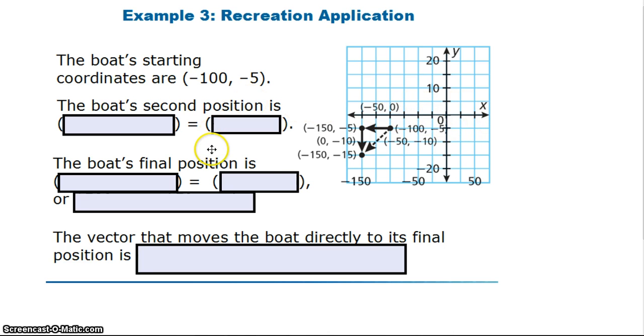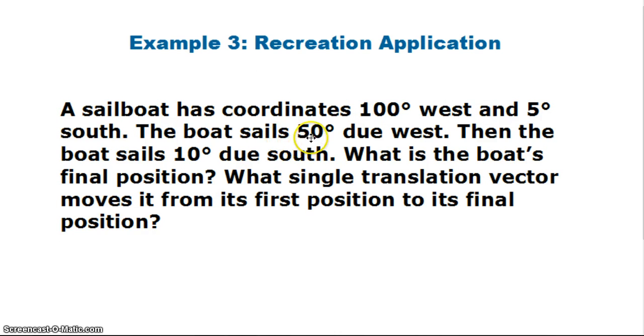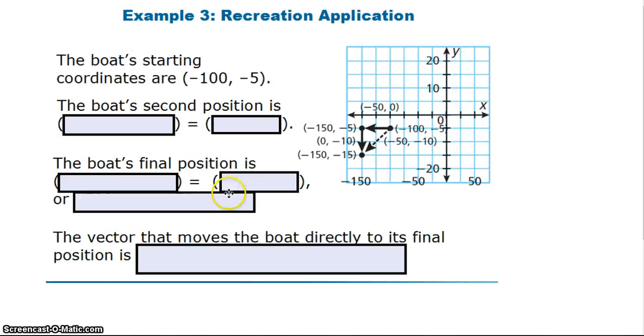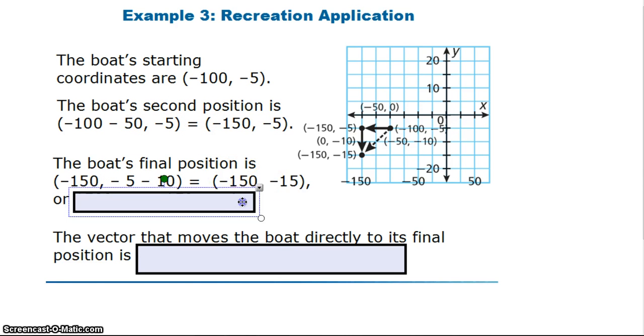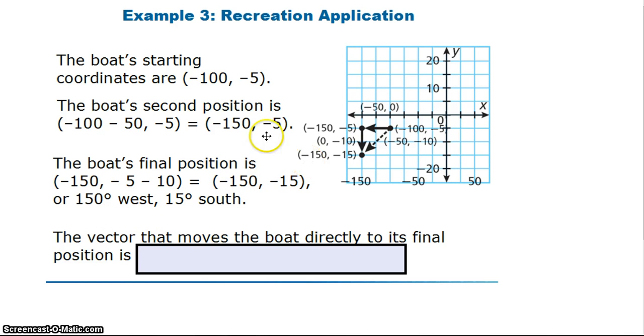So the boat's second position: the boat sailed 50 degrees west and 10 degrees south, right? So we would travel 50 degrees west, which would be -50, right? And south 10 degrees, which is now at -15, right? So we are using what we just learned by subtracting 50 in the x direction and then 10 in the y direction. So we get the final coordinate of -150, -15.